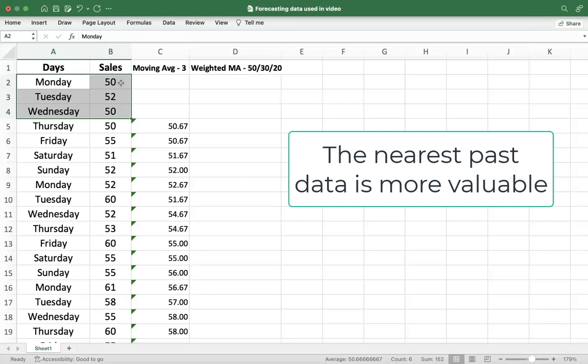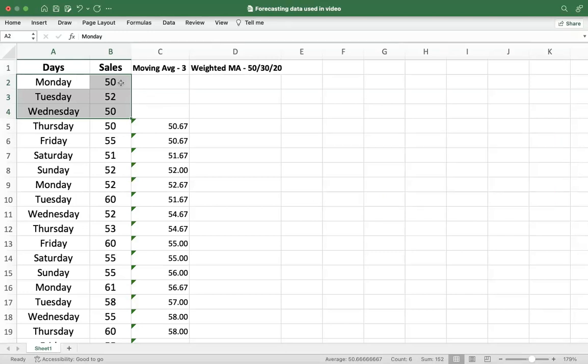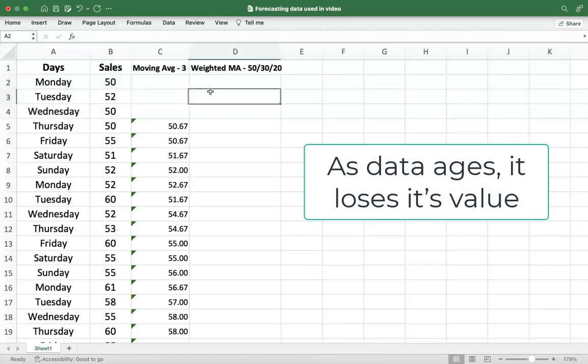Of course, the data that we had yesterday, because that reflects what would be the weather forecast for today, compared to 6 months ago when it was an entirely different season, or 1 year ago, an entirely different situation. So we recognize that as data ages, it loses its value. The more current the data is, the more valuable it is.